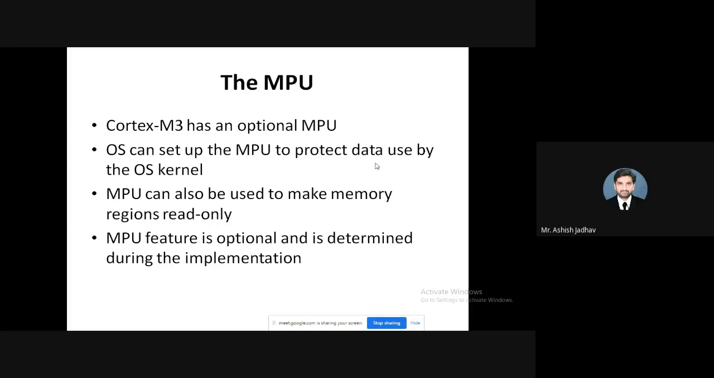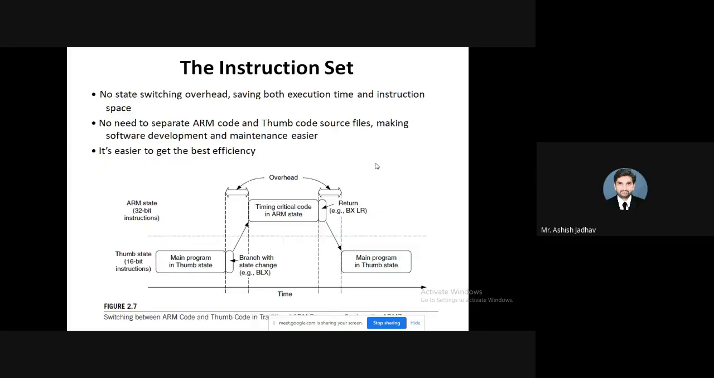Then we have MPU, memory protection unit, which has the feature of being optional. Means you can make use of this MPU optionally. If required, you can make use of MPU. Then we have the instruction set. I told you, 16-bit instructions and 32-bit ARM state. This is your Thumb state, which is 16-bit, and this is your ARM state, which is 32-bit. Switching between 16-bit and 32-bit will happen with some of the instructions.